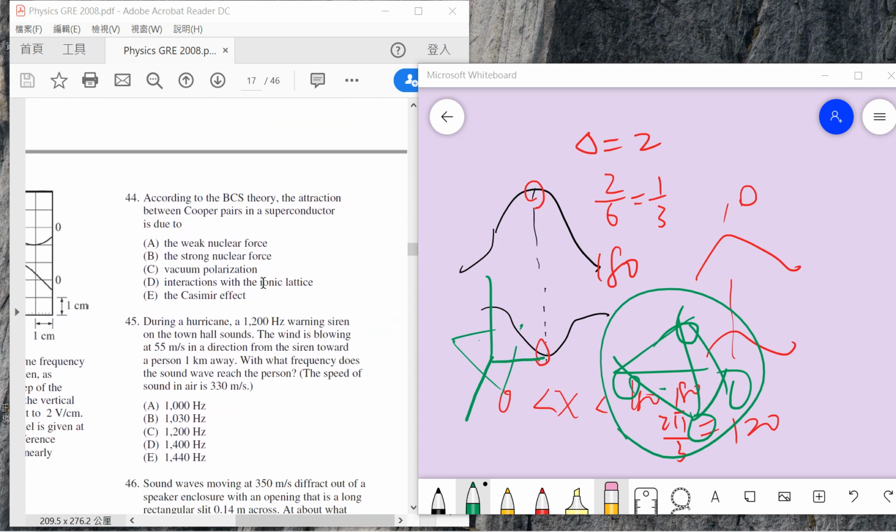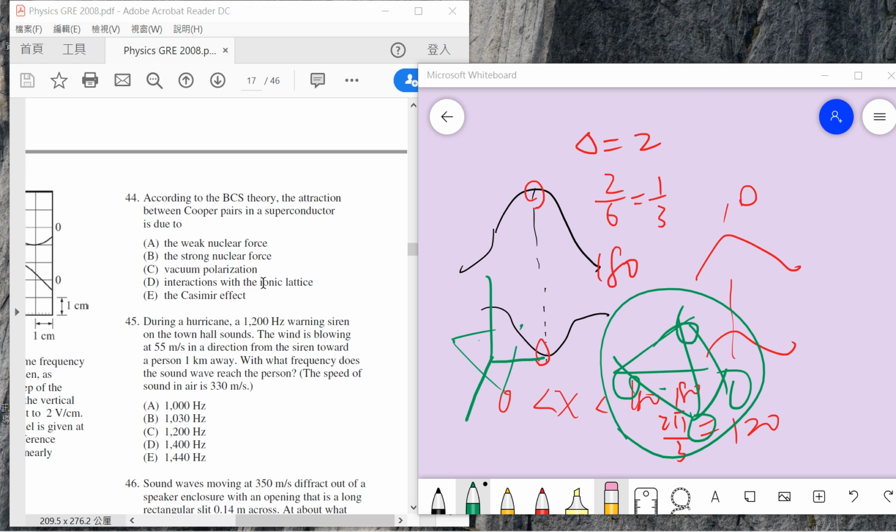BCS theory. You know that the attraction of the Cooper pair is due to what? Not the weak force, not the strong force, we are not talking about high energy, not vacuum polarization. Basically it is due to the lattice, because the lattice will somehow couple two electrons into one and form a Cooper pair. So the answer is D.